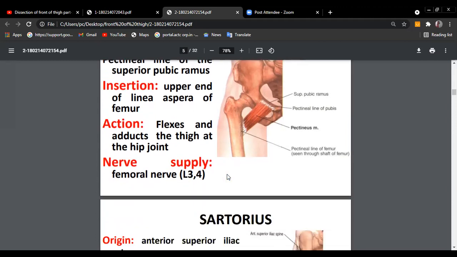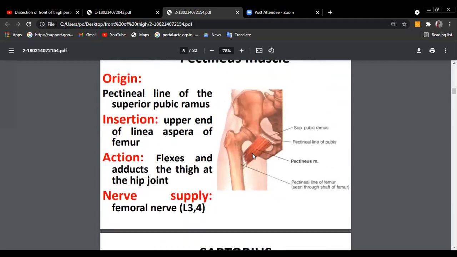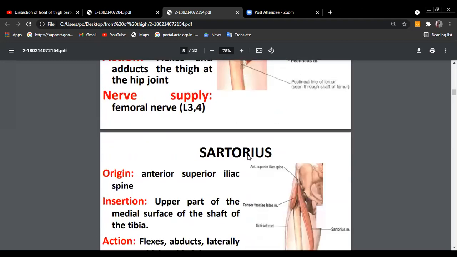Then, actually, pectineus receives one more twig from the obturator nerve, which is the nerve of the medial compartment. Whenever a muscle receives nerve supply from two different nerves, it is called a hybrid muscle. So pectineus is one of the hybrid muscles.